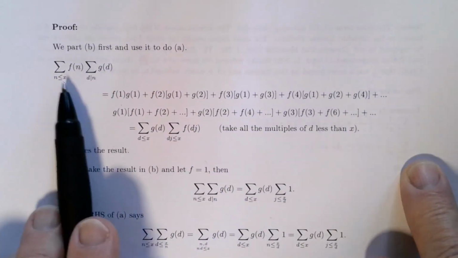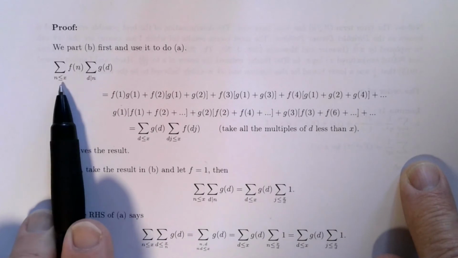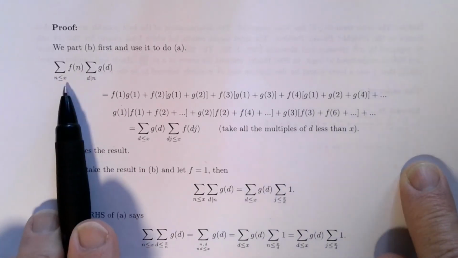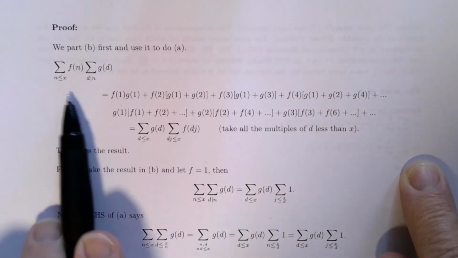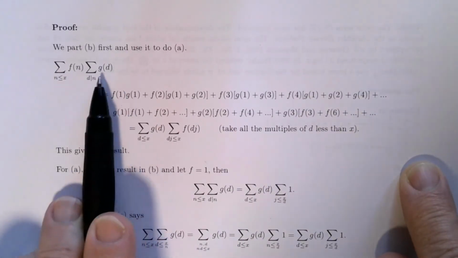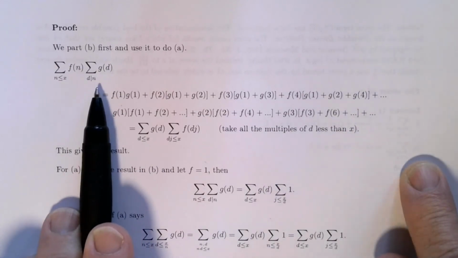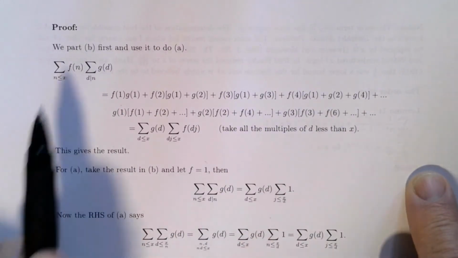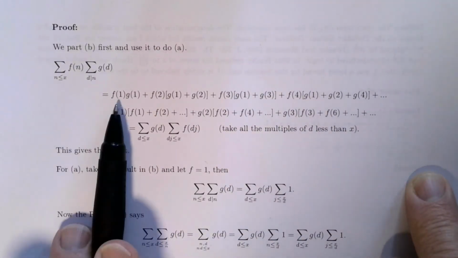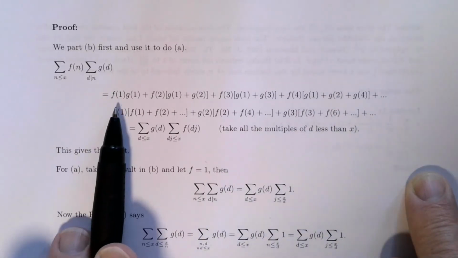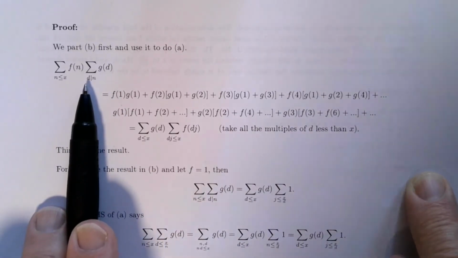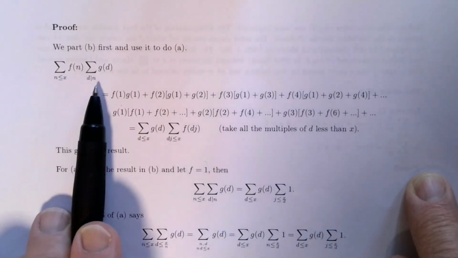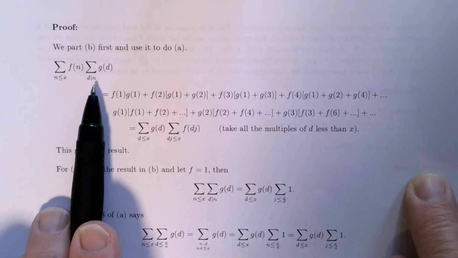Anyway, for part B, this is the sum on the left-hand side. It's the sum of all of f of n, n less or equal to x. And then for each of these n's, we sum g of d over the divisors of n. Now what I'm going to do is write this thing out to show you what it looks like. So I take n to be 1, so I put f of 1. Now I put n as 1 in here. The only divisor of 1 is 1, so this becomes f1 g1.